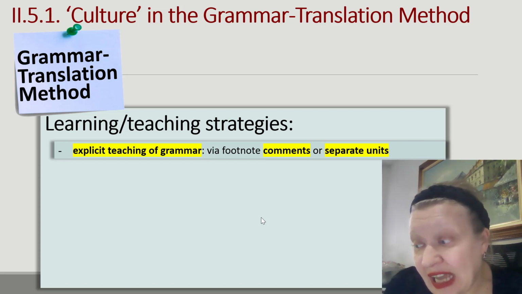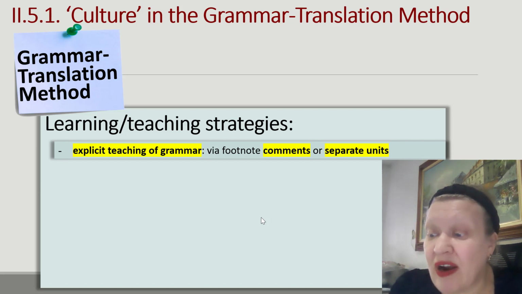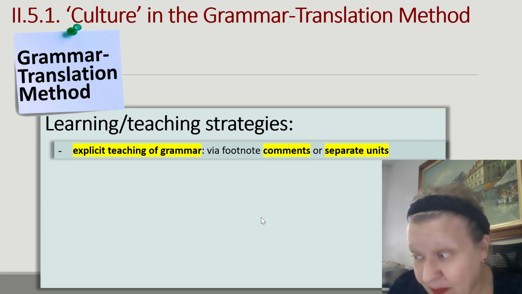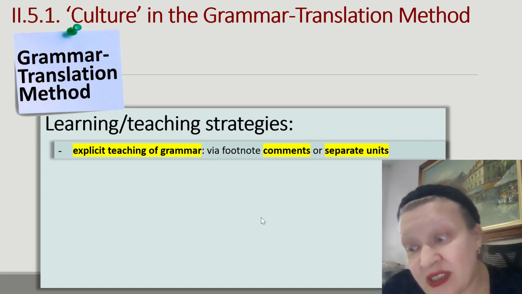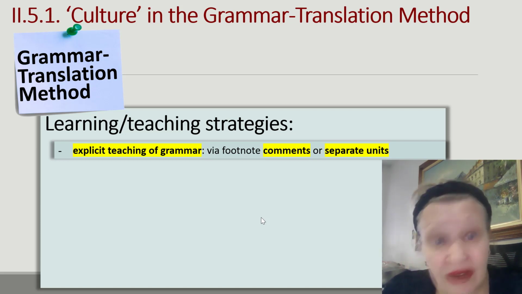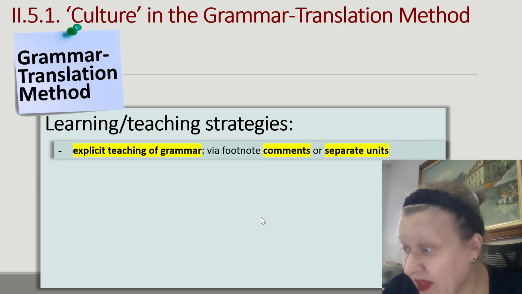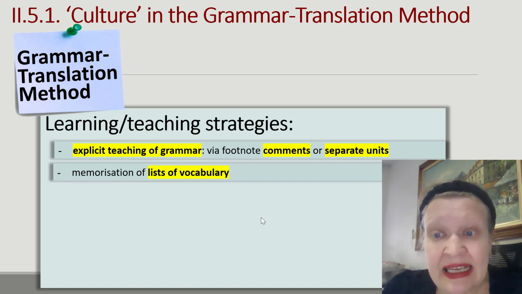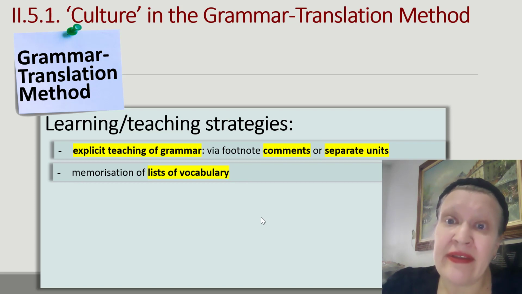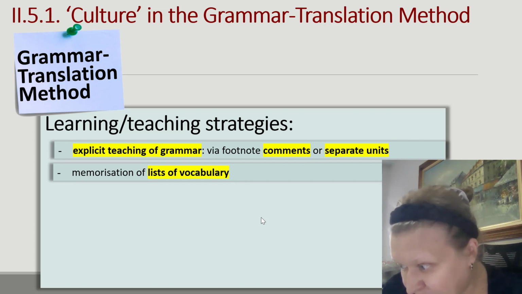It can be presented as comments to a text, in which case notes on grammar accompany the reading, or as special units entirely devoted to grammar. These units may precede or follow the reading and translation. Memorization of separate vocabulary presented as a list is the second common technique in the grammar translation method.